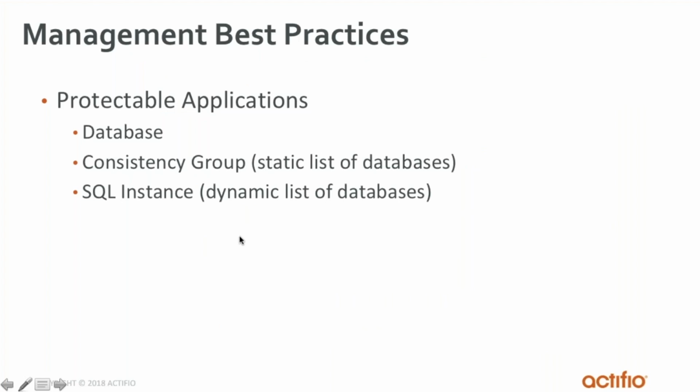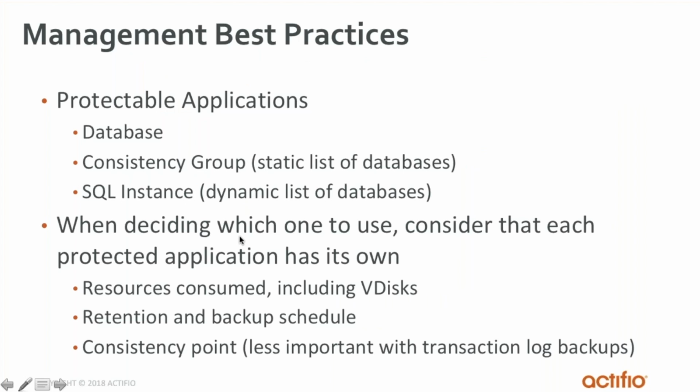So 3 levels of protectable applications: database, consistency group, and SQL instance. When you want to decide which one to use, you want to consider things like the vdisk consumption, like I mentioned before. You typically don't apply protection to all of the databases individually. It consumes vdisks, and vdisks are a limited resource on an Actifio appliance. It could end up driving more Actifio appliances than you want to have, which just complicates administration. Retention and backup schedule. If you have groups of databases that need a different retention, well, that's when you might group them into consistency groups and run those backups with different policies, use different templates, or have different retentions.